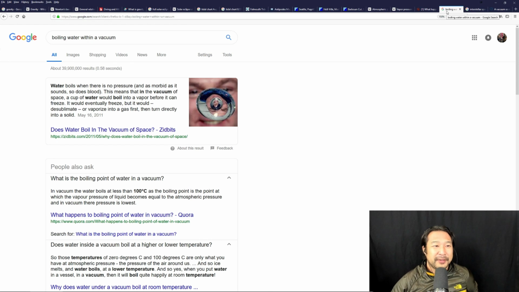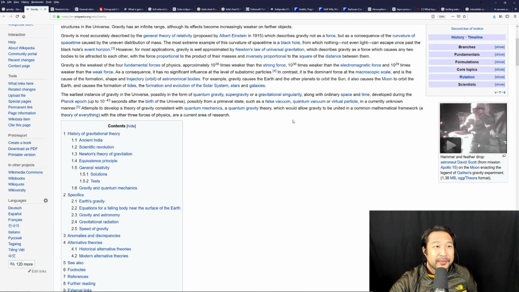Gravity is one of the weakest forces. They'll even say it. Look, it says gravity is the weakest of the 4 fundamental forces of physics, approximately 10 to the 38 times weaker than the strong force, 10 to the 36 times weaker than the electromagnetic force, and there's a force called the weak force. It's 10 to the 29 times weaker than the weak force. That's how weak they say gravity is. And we think this gravity is a huge, big thing.